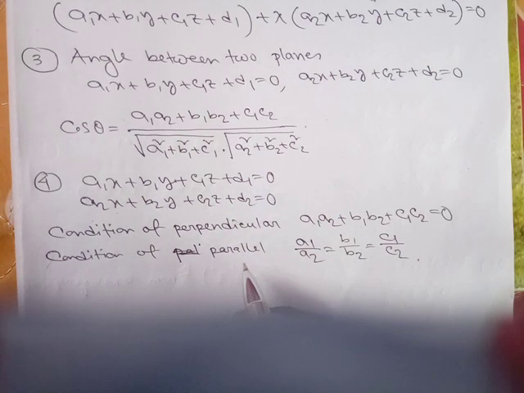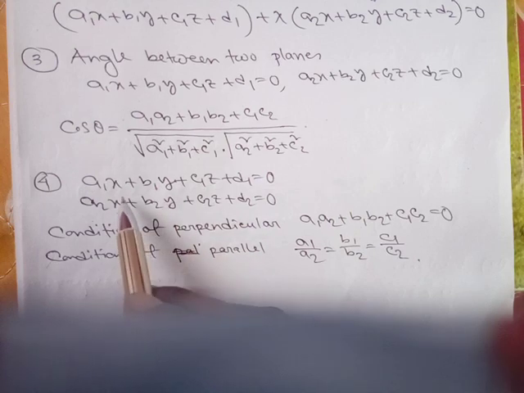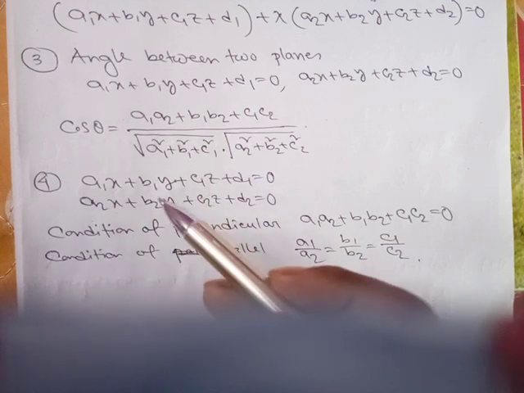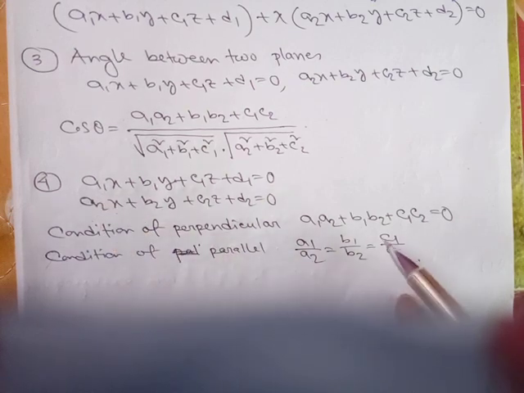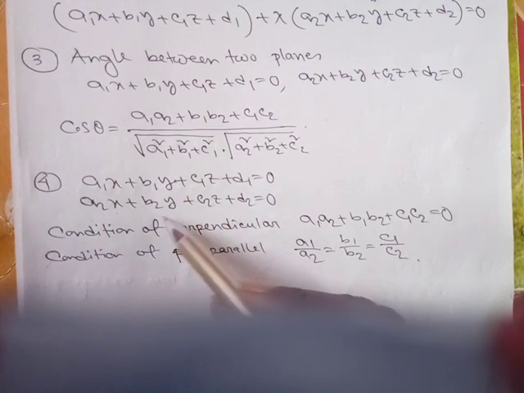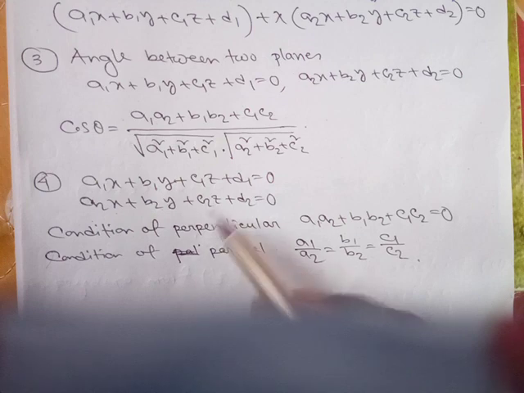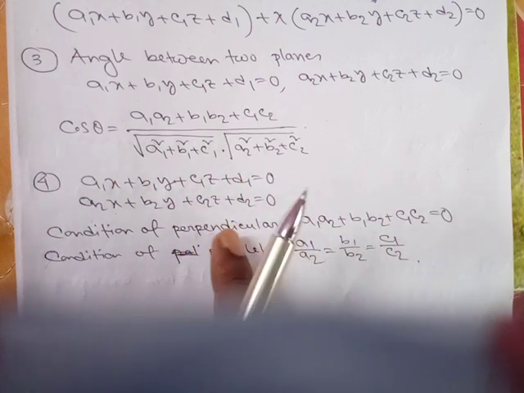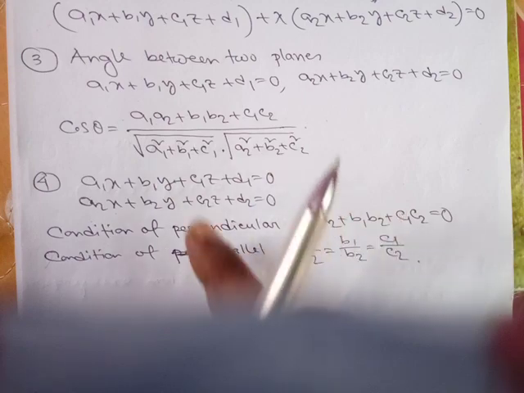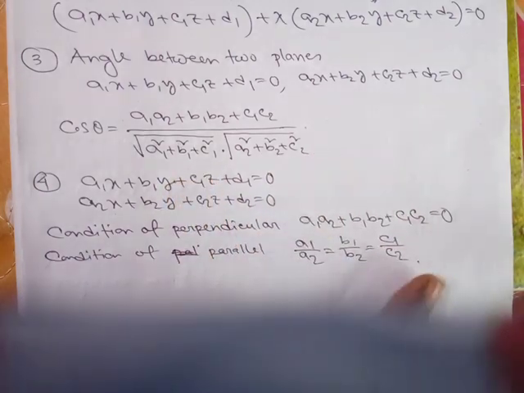Condition of parallelism: what is the condition for these two planes to be parallel? Suppose these two planes are parallel. Then the condition is a1 by a2 equal to b1 by b2 equal to c1 by c2. This ratio must be equal. If we can show that these ratios are equal, then definitely the given two planes are parallel.